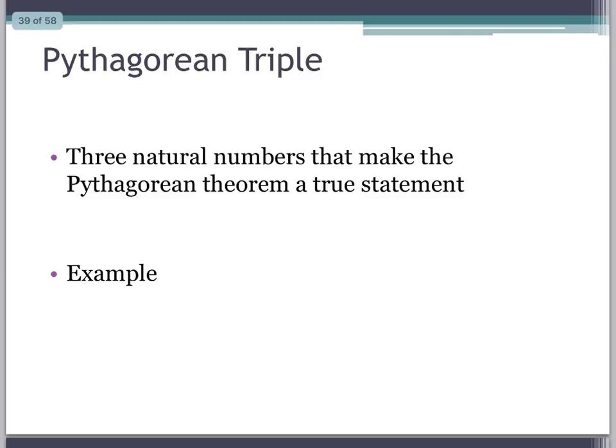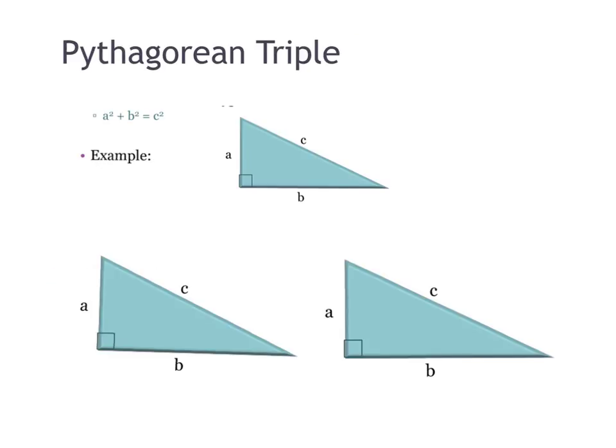So related to that are what are called Pythagorean triples. It says 3 natural numbers that make the Pythagorean theorem a true statement. I'll give the examples on the next slide. I already gave you one of those, though. So remember the Pythagorean theorem, A squared plus B squared is C squared. So whole numbers, right, that make this true. Integers that make this true. Not decimals. So that's what we call a Pythagorean triple.